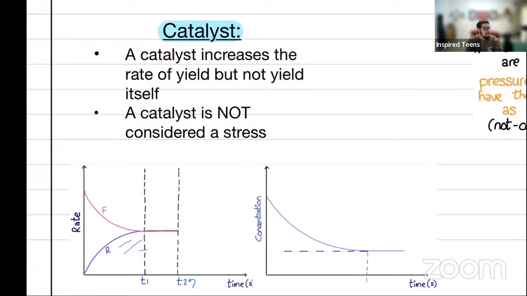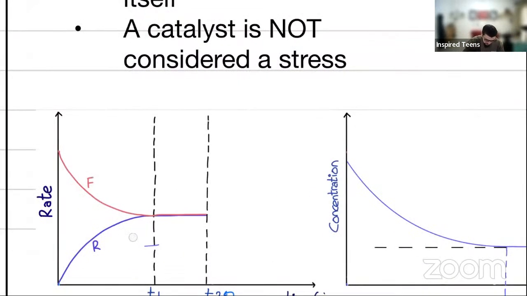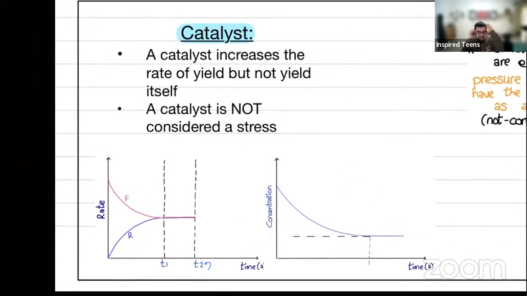If you remember from rate of reactions, a catalyst decreases the amount of activation energy we need. It doesn't change the amount of reactants initially, and it doesn't change the amount of products we form. All it does is take us from reactants to products faster. So it increases the rate at which we produce, but it doesn't increase our production. That's what this means: a catalyst increases the rate of yield, yield meaning how much we produce, but not the yield itself. It just increases the rate at which we produce it.